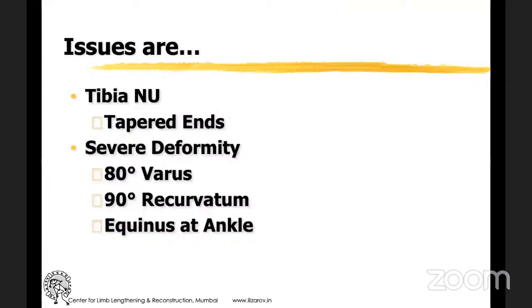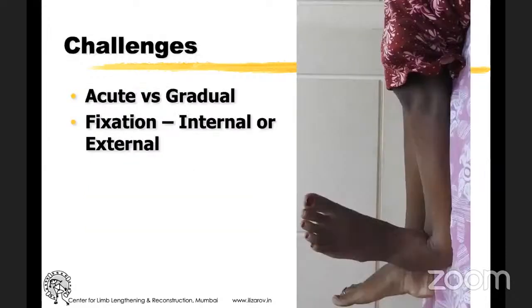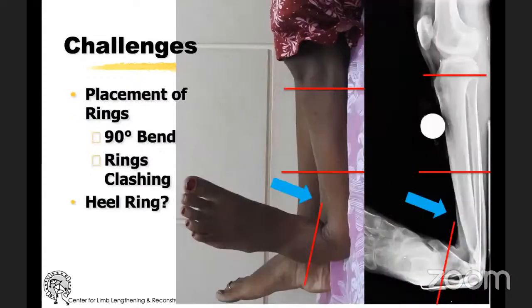Here the issues are tibial non-union, which has a tapered end, and severe deformity. So around 80 degrees of varus, 90 degrees of recurvatum, and equinus at the ankle. Here the challenges are whether to go for acute correction or gradual correction, and whether to fix it internally or externally. If we go with acute correction, then we have to shorten the bone, and if we shorten the bone and acutely correct, then chances of neurovascular compromise and bunching of soft tissue will be there. So here we opted for gradual correction by external fixation.